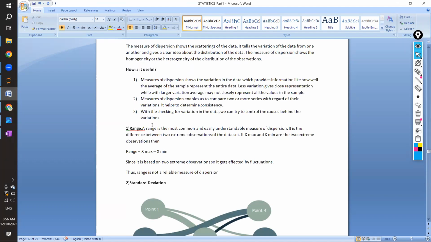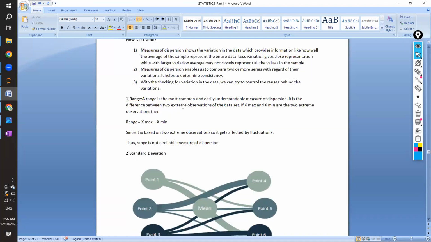So for example, the measure of dispersion shows a variation in the data which provides information like how well the average of the sample represents the entire data. It also enables us to compare two or more series in regard. With the help of variation in the data you can try to control the causes. You will understand these points when we do some examples. But here we are going to see two things.